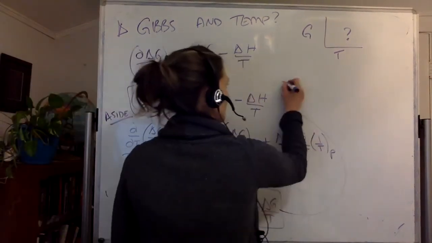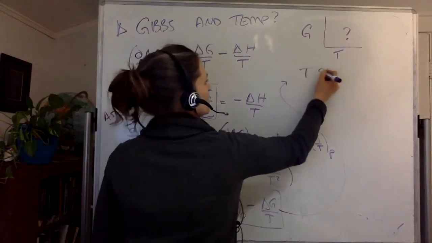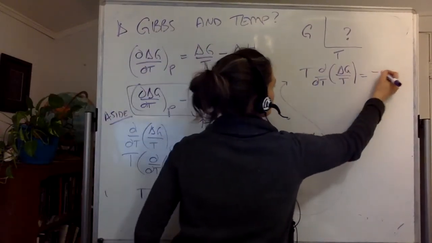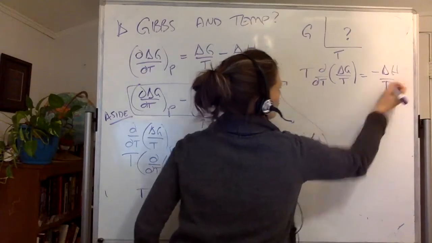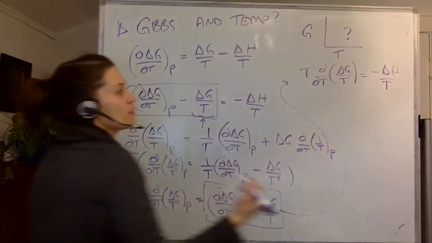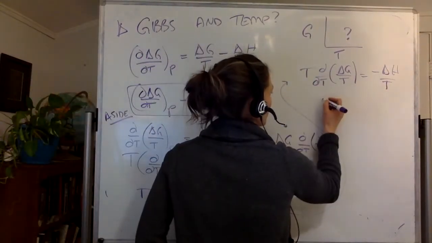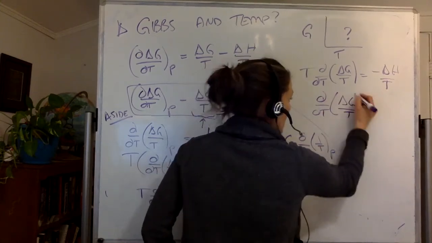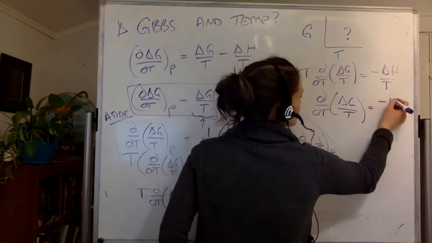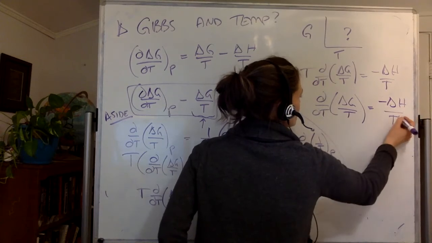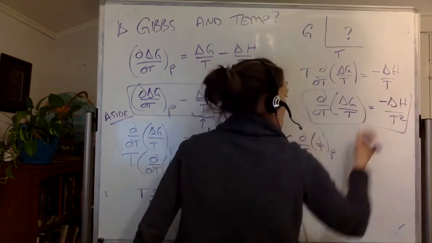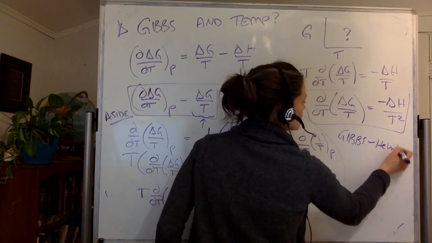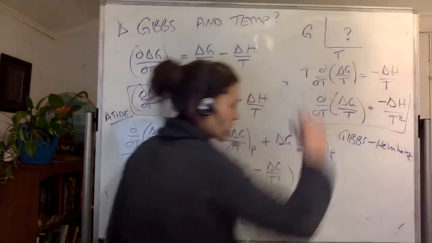So I can then say I've got T partial T of delta G over T is equal to minus delta H over T. Cool? Then I can move my T back over, and I have how delta G per temperature changes is equal to minus delta H over T squared. This is known as the Gibbs-Helmholtz equation.